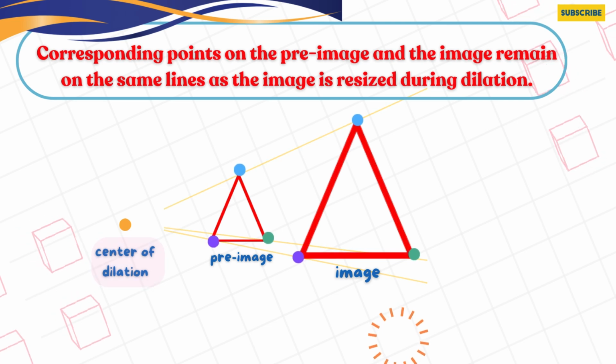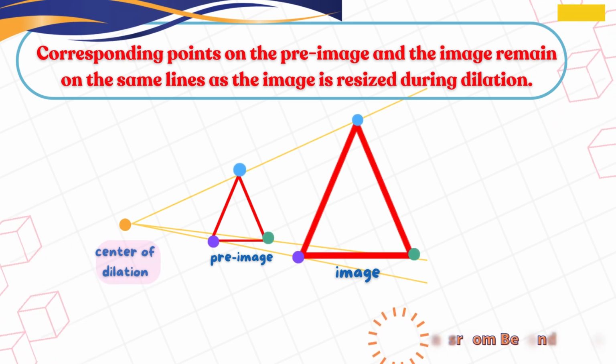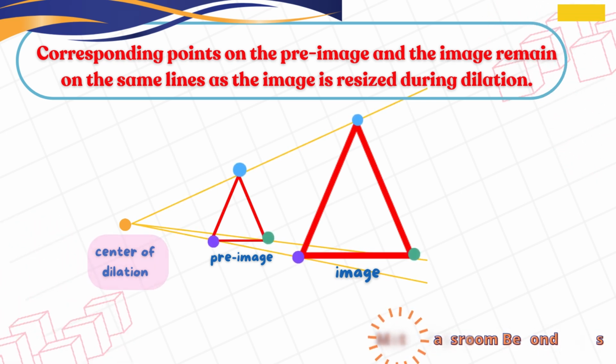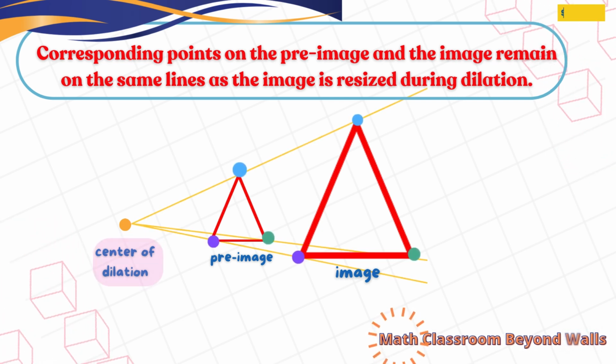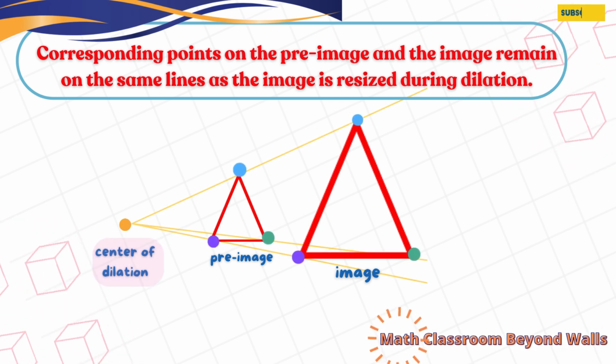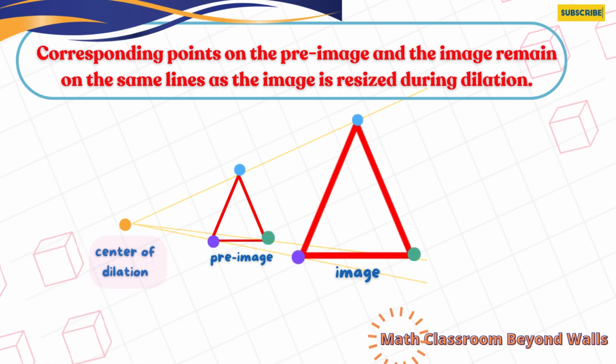These lines, where the corresponding points are located, all meet at the center of dilation. This property is the basis in locating the center of dilation if a problem calls for it. Locating the center of dilation is what we will do here.